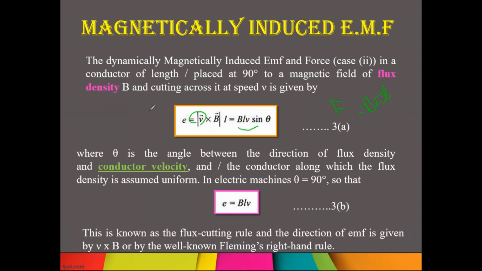Now what is the meaning of this equation? When a conductor is placed perpendicular to the field, the field is in this direction and we place the conductor in this direction. So the conductor is at 90 degrees with respect to the field. In this condition only the conductor will experience some force. If you place it in line with the field, it won't experience any force. It happens only when the angle is 90 degrees.